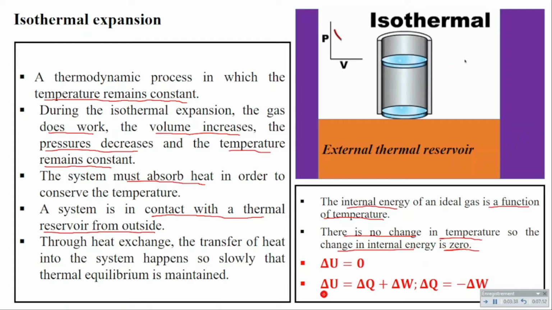We know that the change in internal energy is equal to the change in heat plus the change in the work done. Then in that case, if the change in internal energy is 0, that means delta Q is equal to minus delta W. So we were asked to determine the internal energy for an isothermal process. We have seen that for an isothermal expansion, the change in internal energy is equal to 0 because the temperature is constant and the internal energy is a function of temperature.